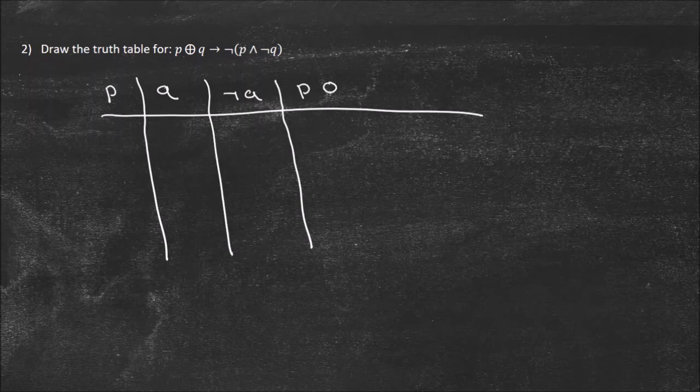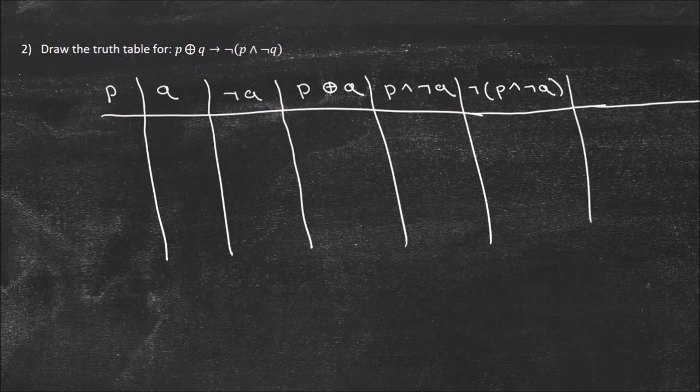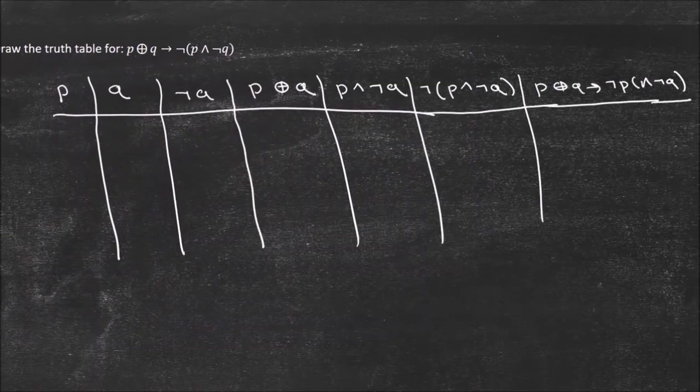So then I'm going to do the exclusive or, so P exclusive or Q. Then we have P and not Q. Then lastly, we have not P and not Q. I guess I said not too quickly because now I have one more, which is P exclusive or Q implies not P and not Q. Let me make sure this is on the screen. Let me move this over a little bit.